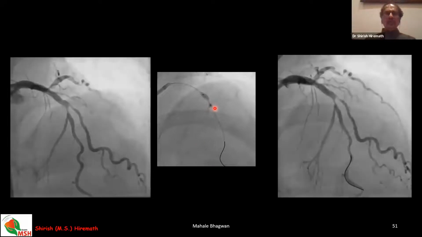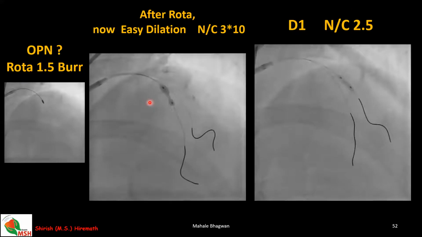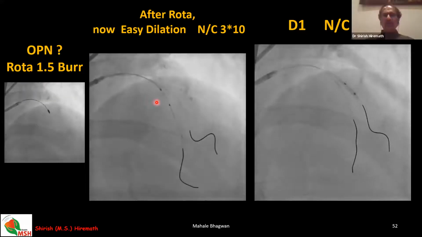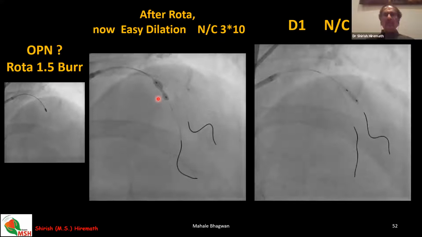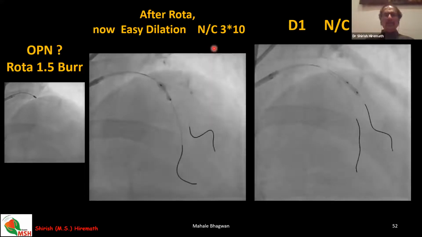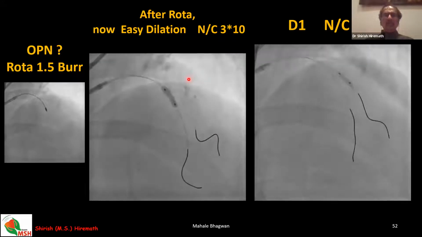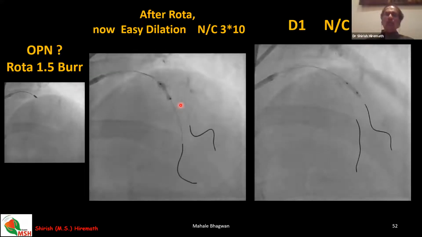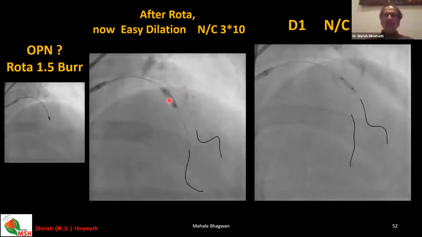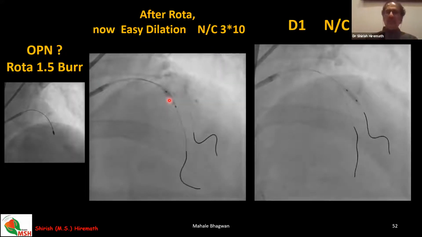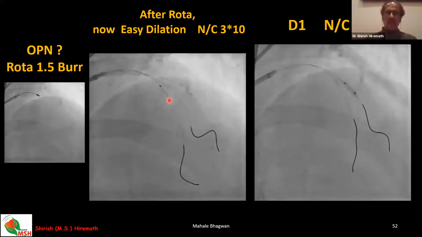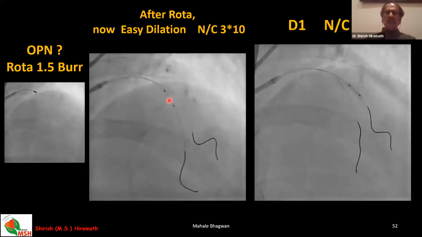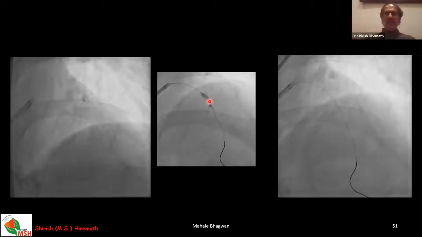So we do a rotablator to this, and then you can see as you go up on inflation on this 3010 NC, the balloon yields and you get a full expansion. Only when you get a full expansion, you should put a stent. So the previous operator in a small peripheral hospital was absolutely justified in stopping at this stage because he could not get the balloon fully expanded, and he did not have any tools.